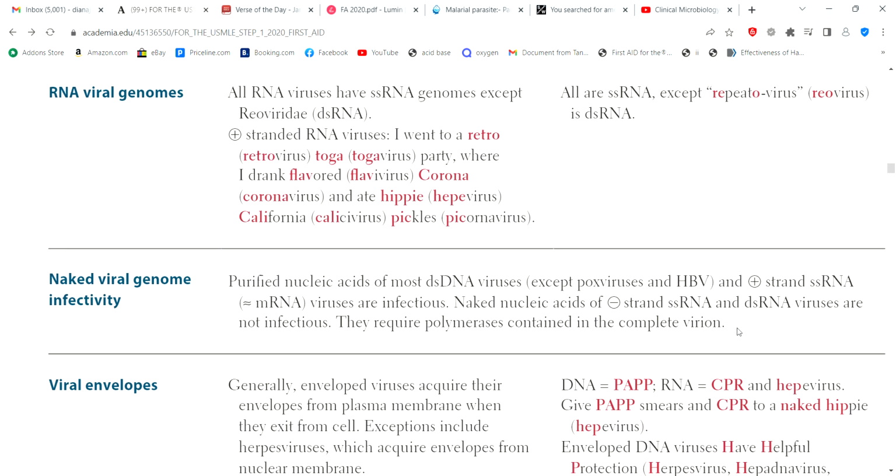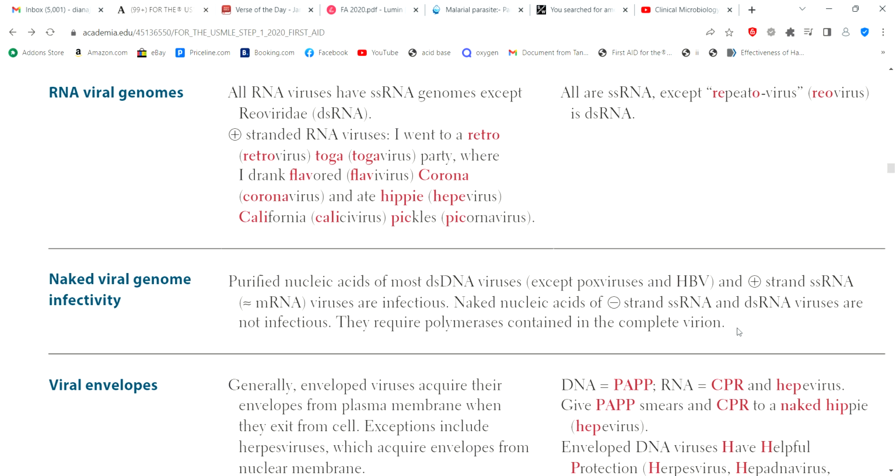RNA viral genomes. All RNA viruses have single-stranded RNA genomes except reovirus, which is double-stranded RNA. Next, positive-stranded RNA viruses.